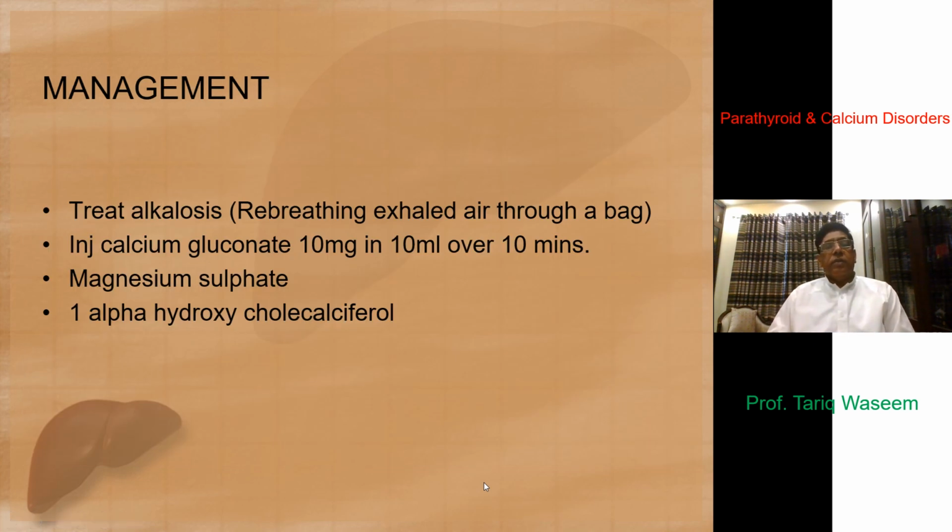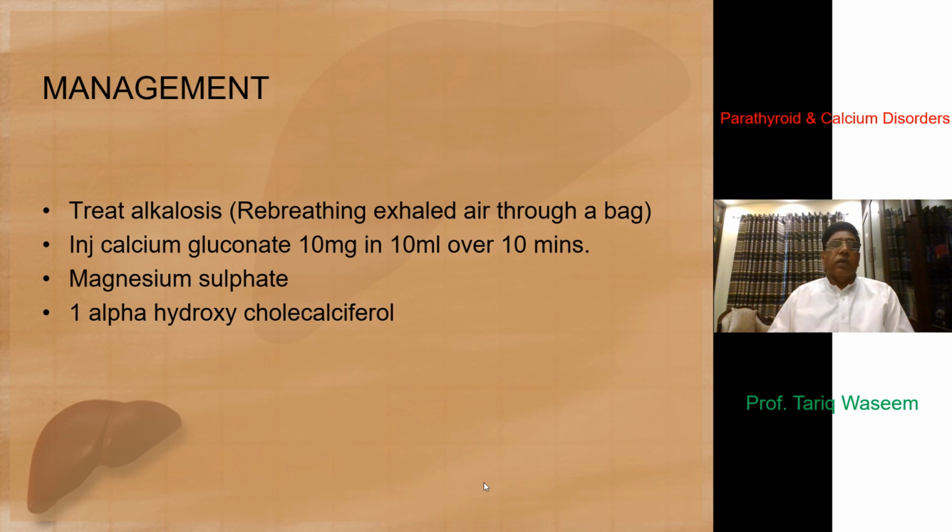How do we manage hypocalcemia? Of course, since alkalosis leads on to worsening of the symptoms, you treat the alkalosis. Particularly respiratory alkalosis can bring about the symptoms of tetany, so you ask your patient to rebreathe exhaled air through a bag. So you give them a shopper bag or a paper bag to be placed around mouth and nose, and they keep on rebreathing their own air, and this would lead on to some rise in their carbon dioxide level, and would undo the respiratory alkalosis, and this would result in improvement.